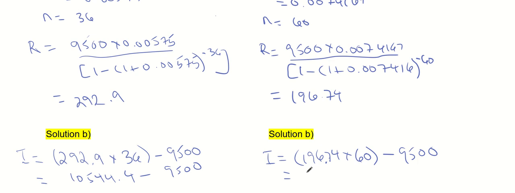For here, I believe it is 11,804 minus 9,500, and finally I think we have a little space down here. I'm going to put it down here. So the interest will be 1,044 and 40 cents.